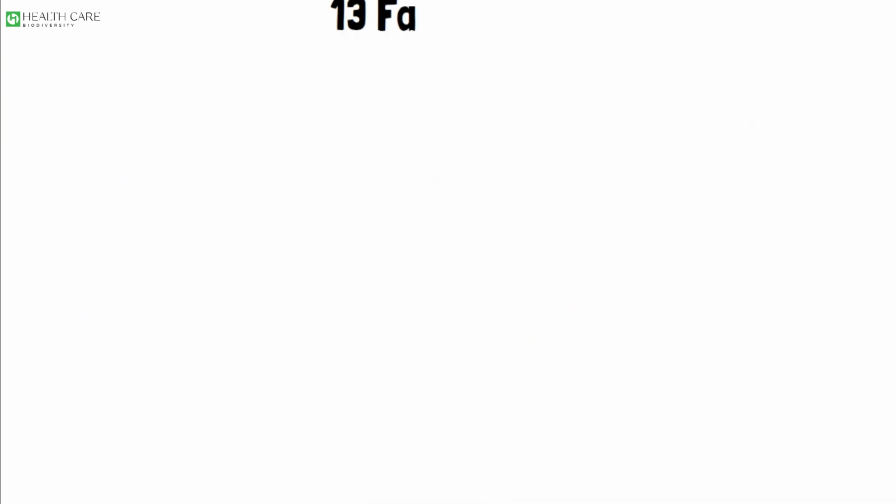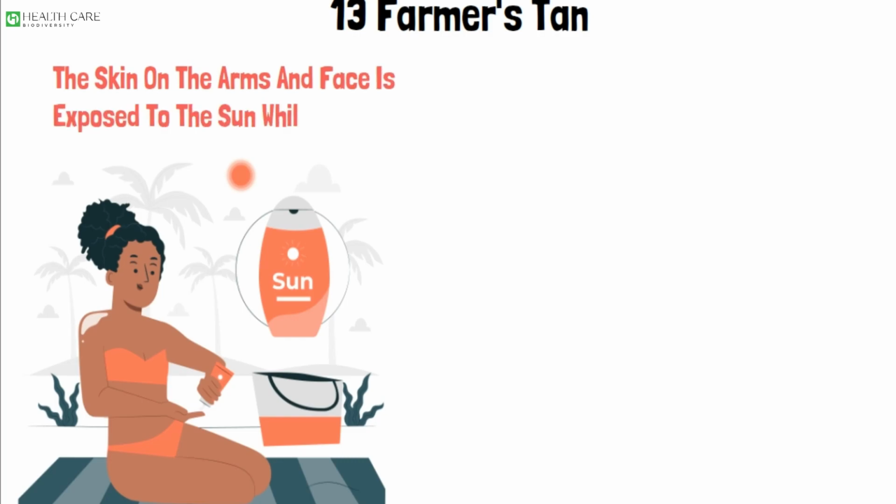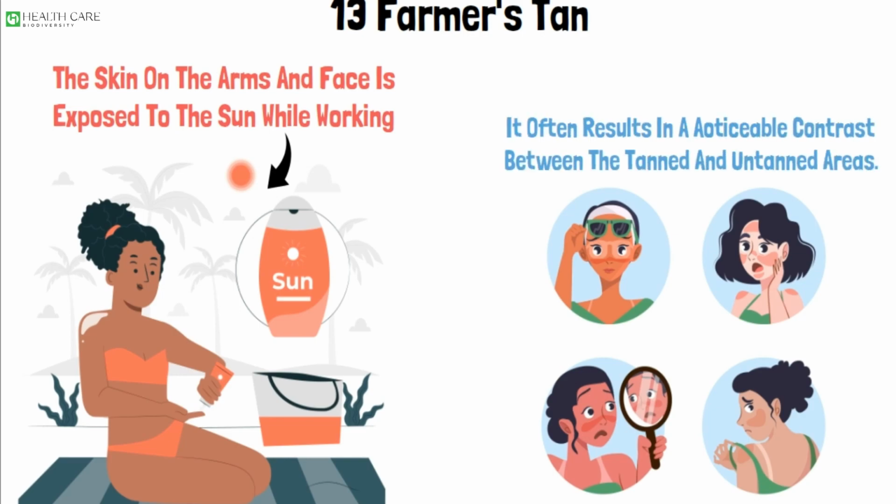Farmer's tan. This type of tan occurs when the skin on the arms and face is exposed to the sun while working outdoors, while the torso remains covered by clothing. It often results in a noticeable contrast between the tanned and untanned areas.